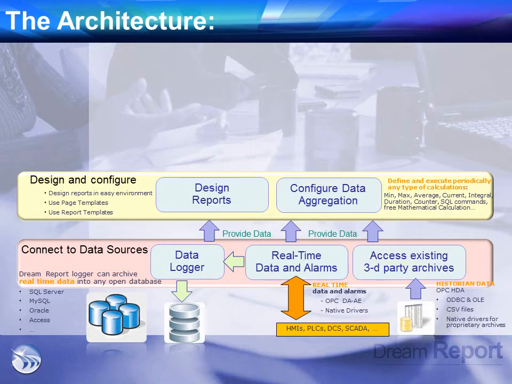So that's all you can do with Dream Report. Dream Report has a big library of integrated statistical functions. That library has simple functions like minimum, maximum, average, as well as complex calculation functions, such as consumption counters, running time, downtime, on counter, off counter, and a long list of other functions. And each of those available statistical functions can be used for data aggregation calculations.